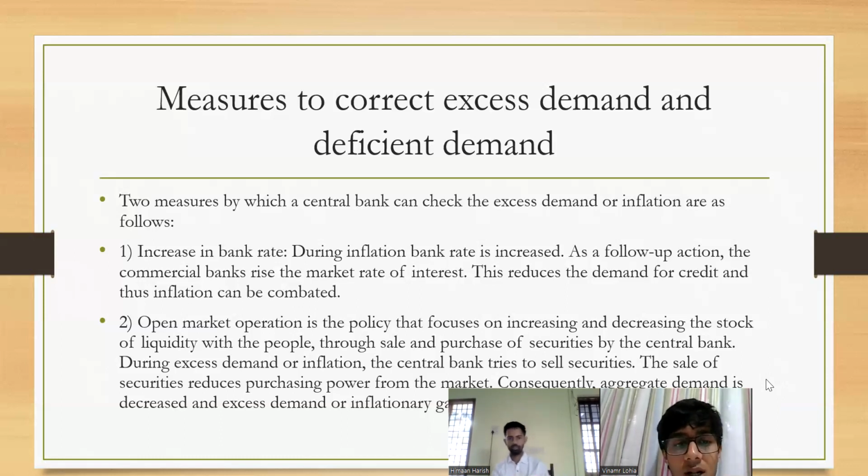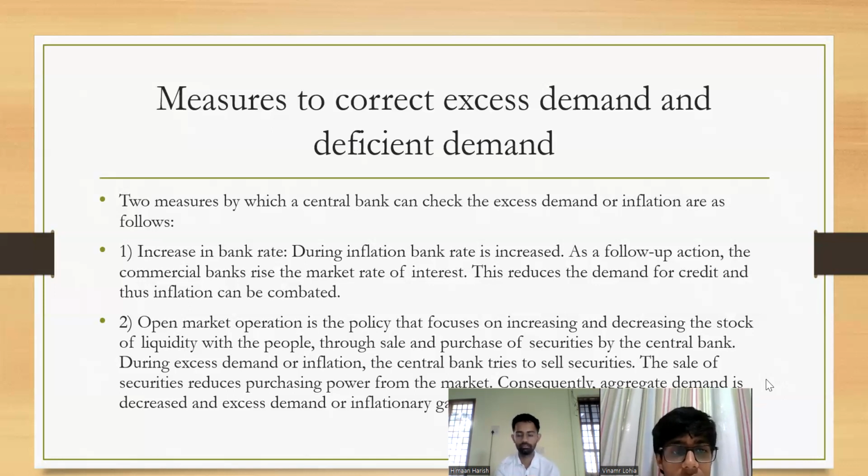What does that mean? Liquidity means cash. So open market operation is the sale and purchase of securities by the central bank. Which is the central bank of India? Is it RBI? Yes, RBI. So RBI purchases and sells securities to reduce the cash with the people, or the liquidity. Okay, got it.